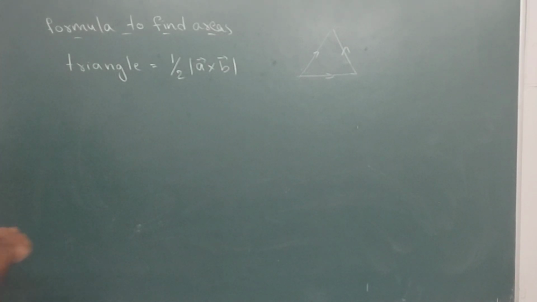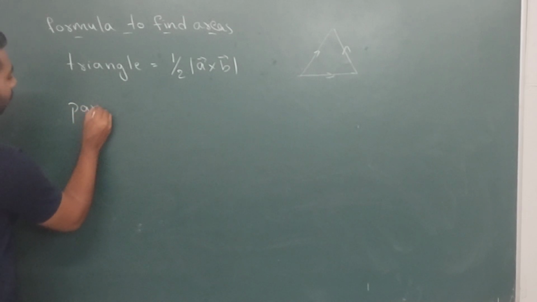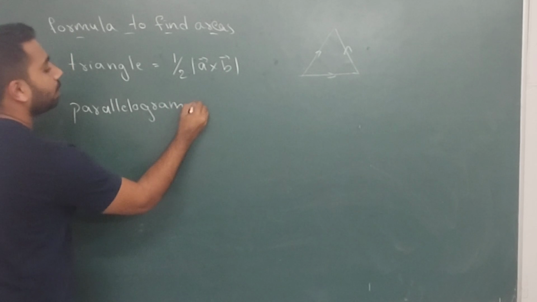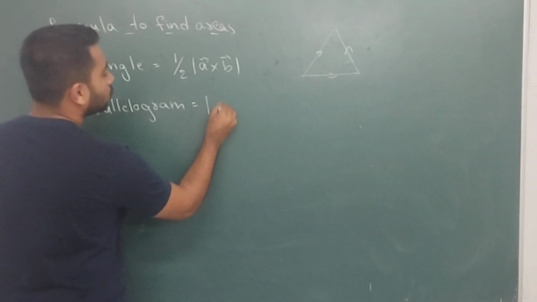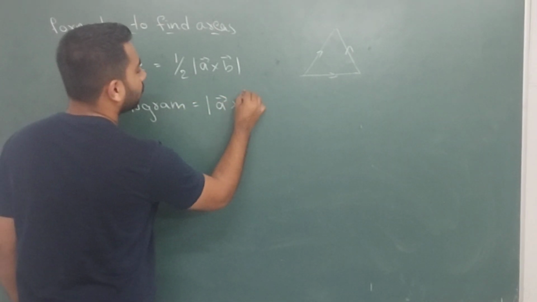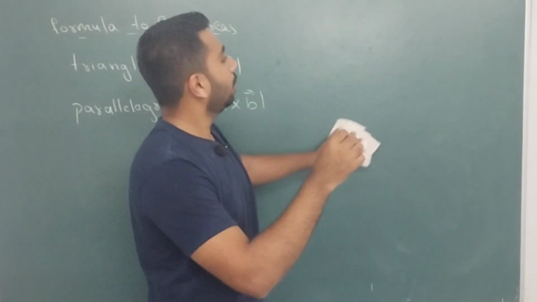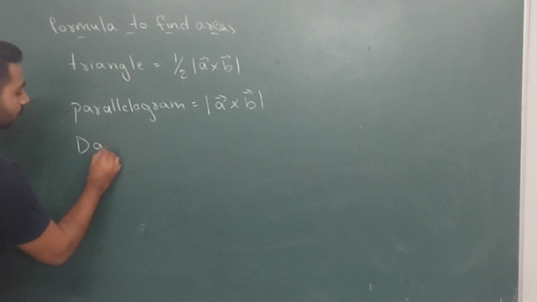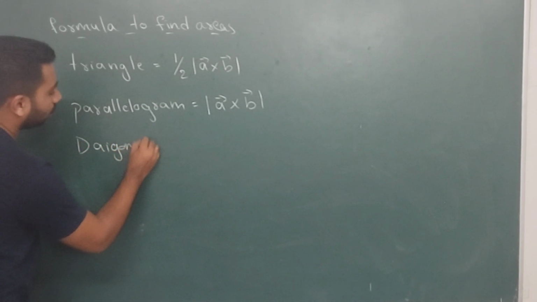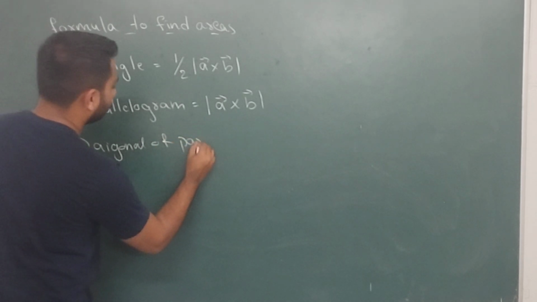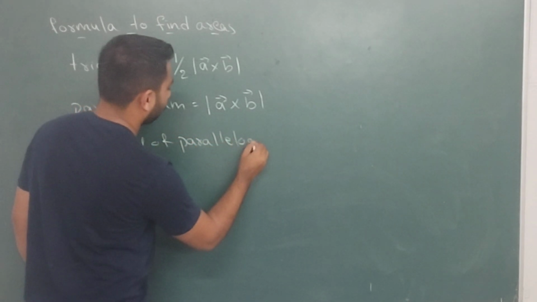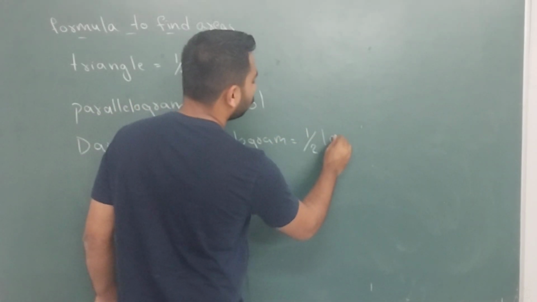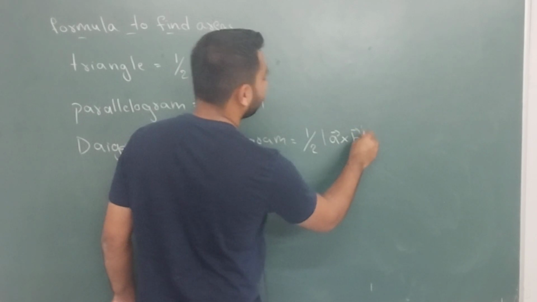Now the parallelogram. How will you find the area of a parallelogram? It is the cross product of two sides. And one more thing, the area of a diagonal of a parallelogram is very simple: half into A into B.